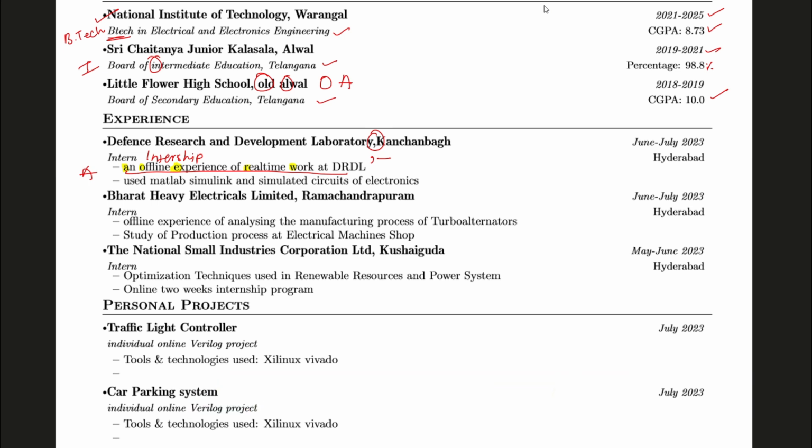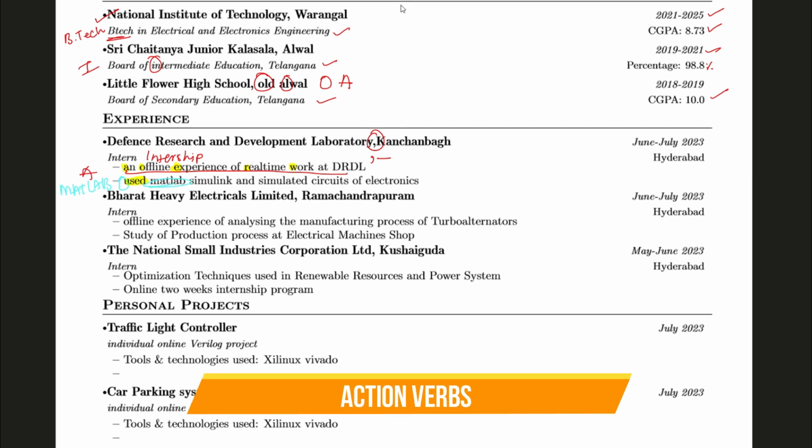Okay, next, here MATLAB, M should be capital, MATLAB, used, U. Like I said in my previous video, try to use action verbs instead of passive verbs and passive phrases.